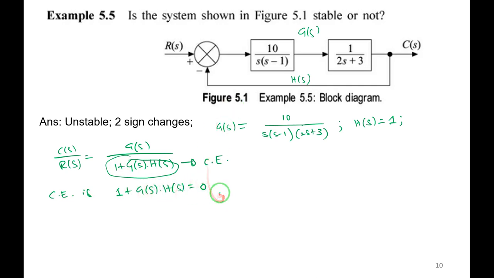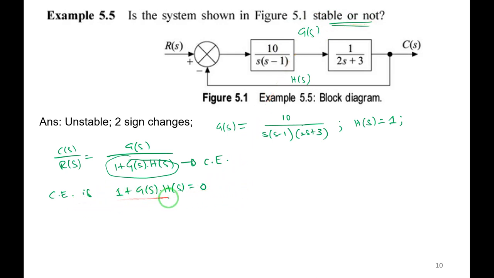First we will get the characteristic equation, then we will inspect whether the necessary condition is satisfied or not. Then we'll go for forming the Routh array. Then we'll observe the elements of the first column of the Routh array. After observing the first column elements, we'll tell whether the system is stable or not, right? Okay, this is the procedure we are following.